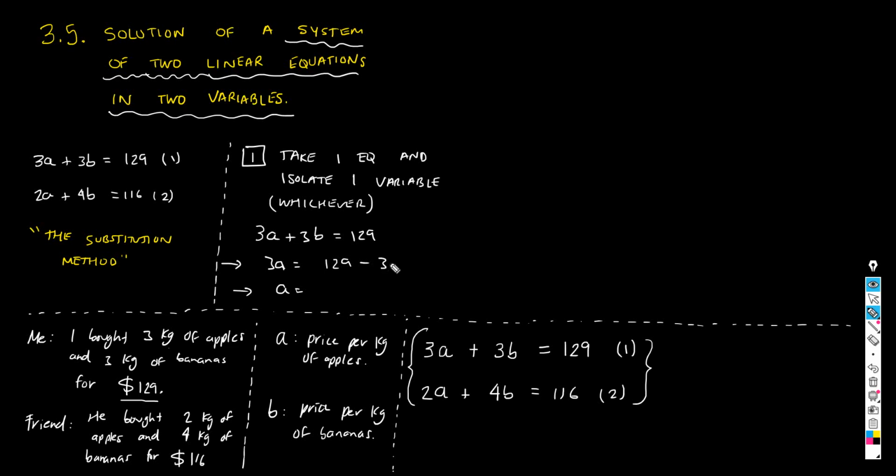129 minus 3b, I forgot that. And then a will be equal to 129 minus 3b over 3. So this is my isolation. Perfect. And we are done with the first step. If you want, frame it, because we're gonna use it in a moment.